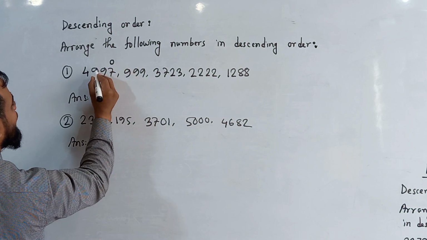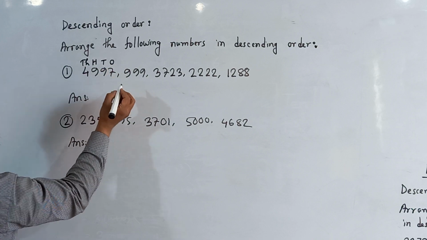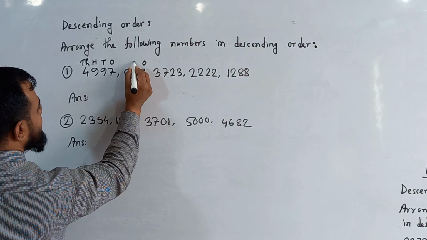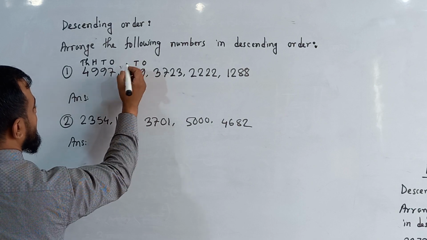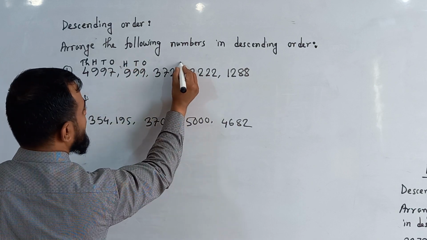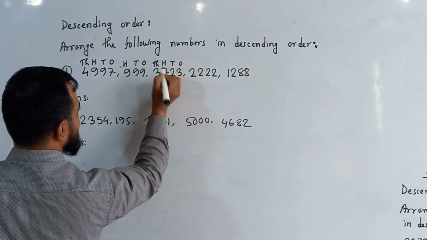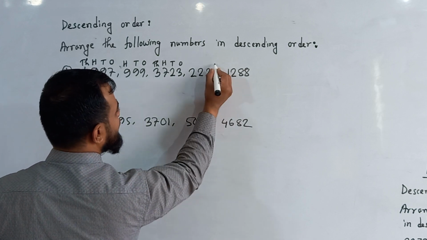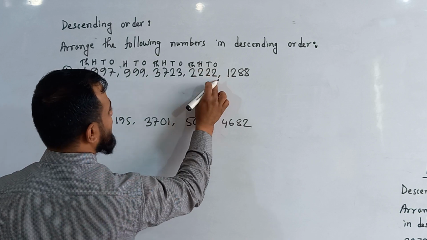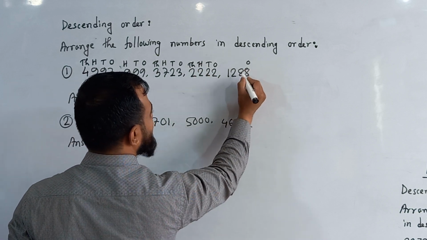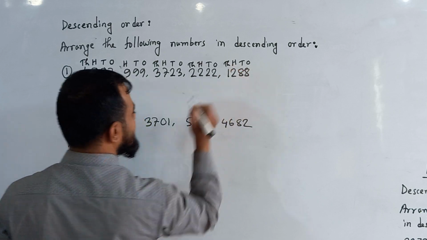There is 7 in the ones place, 9 in the tens place, this 9 in the hundreds place, and this 4 in the thousands place. Like this, we should indicate for all the numbers. It's 9 in the ones place, 9 in the tens place, this 9 in the hundreds place. It's not thousands, it's hundreds place. Now 3 is in the ones place, 2 is in the tens place, 7 in the hundreds place, and this 3 is in the thousands place. Now all the 2's are in the ones place, tens place, hundreds place, and thousands place. Now on the right side, this 8 is in the ones place, this 8 in the tens place, this 2 is in the hundreds place, and this 1 in the thousands place.